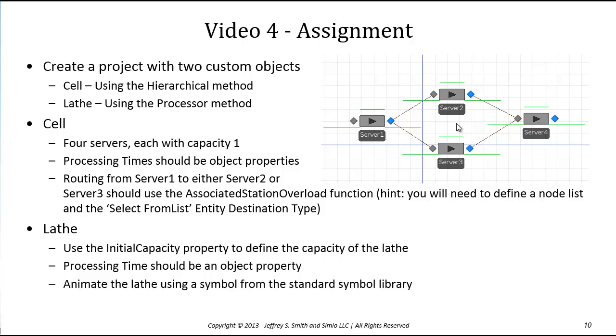Each server has capacity 1. For the routing between server 2 and server 3, to make it interesting, I want you to use the associated station overload function. As a hint, you'll need to first define a node list that includes the input nodes to server 2 and 3, and then in the routing out logic for the transfer node, you'll have to use the select from list entity destination type.